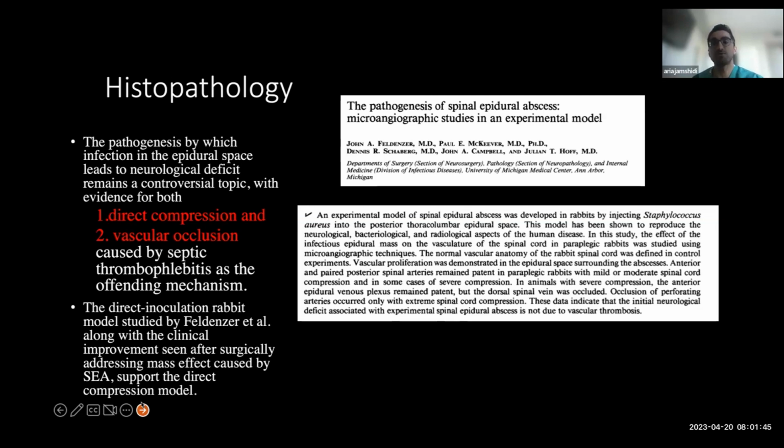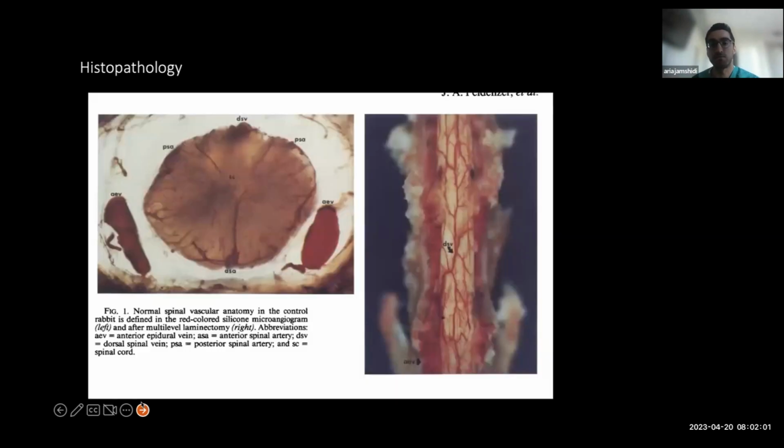And they found that in animals with severe compression, the anterior epidural venous plexus still remained patent, suggesting that the direct compression model is the more accurate model, and the more likely reason that patients develop neurological deficits from spinal epidural abscess specifically.